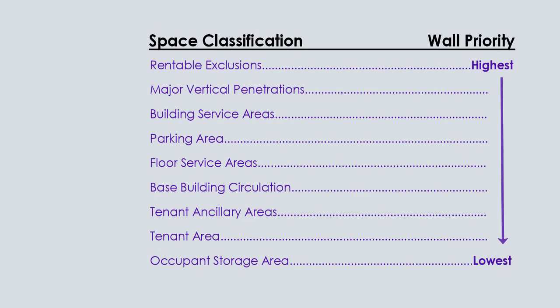Now, you might have noticed that each space classification we discussed here had a lower wall priority than the one before it, and that's not by accident. Experience has taught us that polylining by order of descending levels of wall priority can help to avoid critical issues. It forces correct wall priorities by process of elimination.